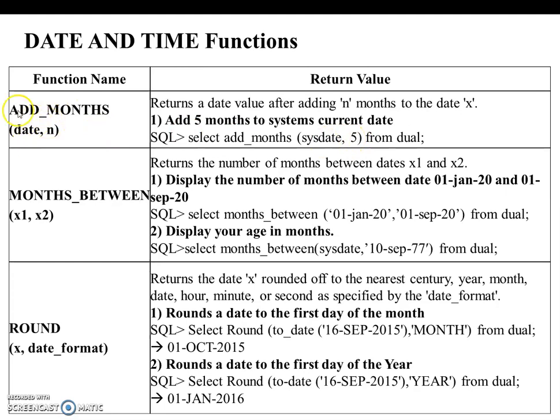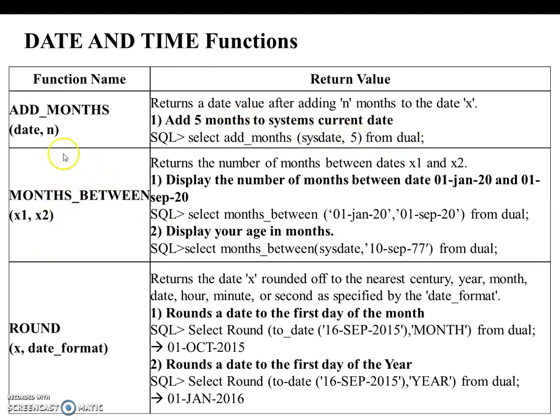And the syntax is add months, then a particular date, separated by a particular number of months. A positive number will add that many months, and a negative number will subtract.